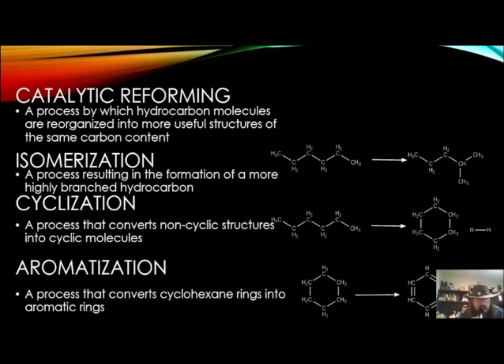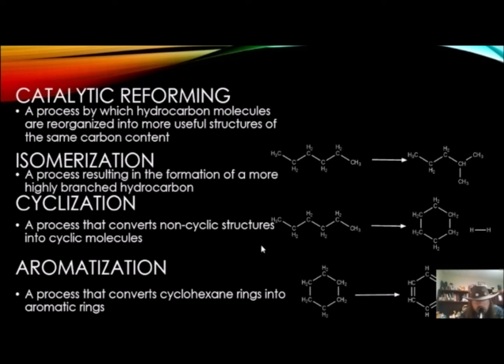Catalytic reforming is a process by which our hydrocarbon molecules are reorganized into more useful structures with the same carbon content. We can turn straight carbons into branched carbons. Some of these processes include isomerization, where you turn a straight hydrocarbon into a more branched version. We essentially kick the carbon from the end and put it in the middle. So we move this around, move this to here to make a branched hydrocarbon, thus changing its octane rating.